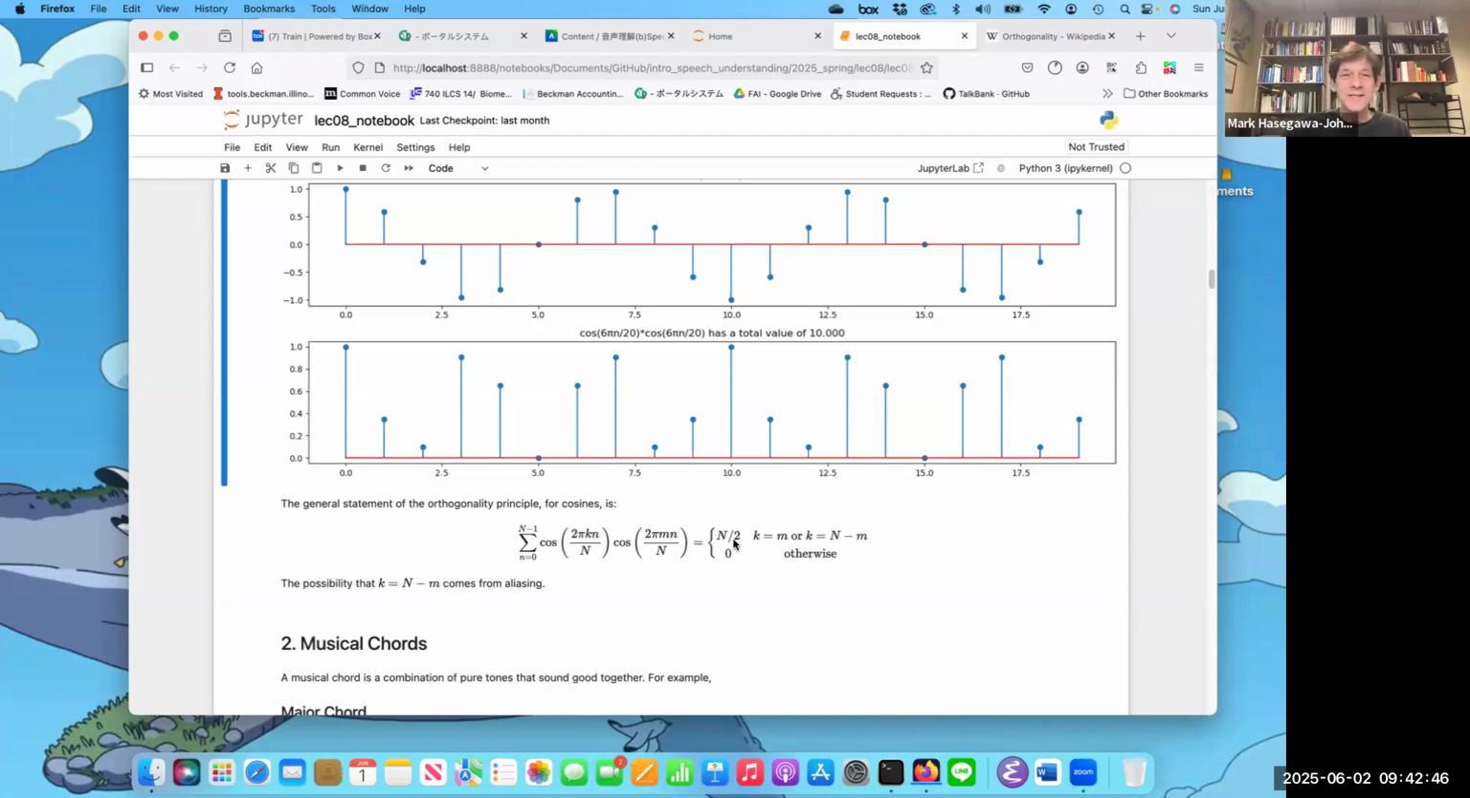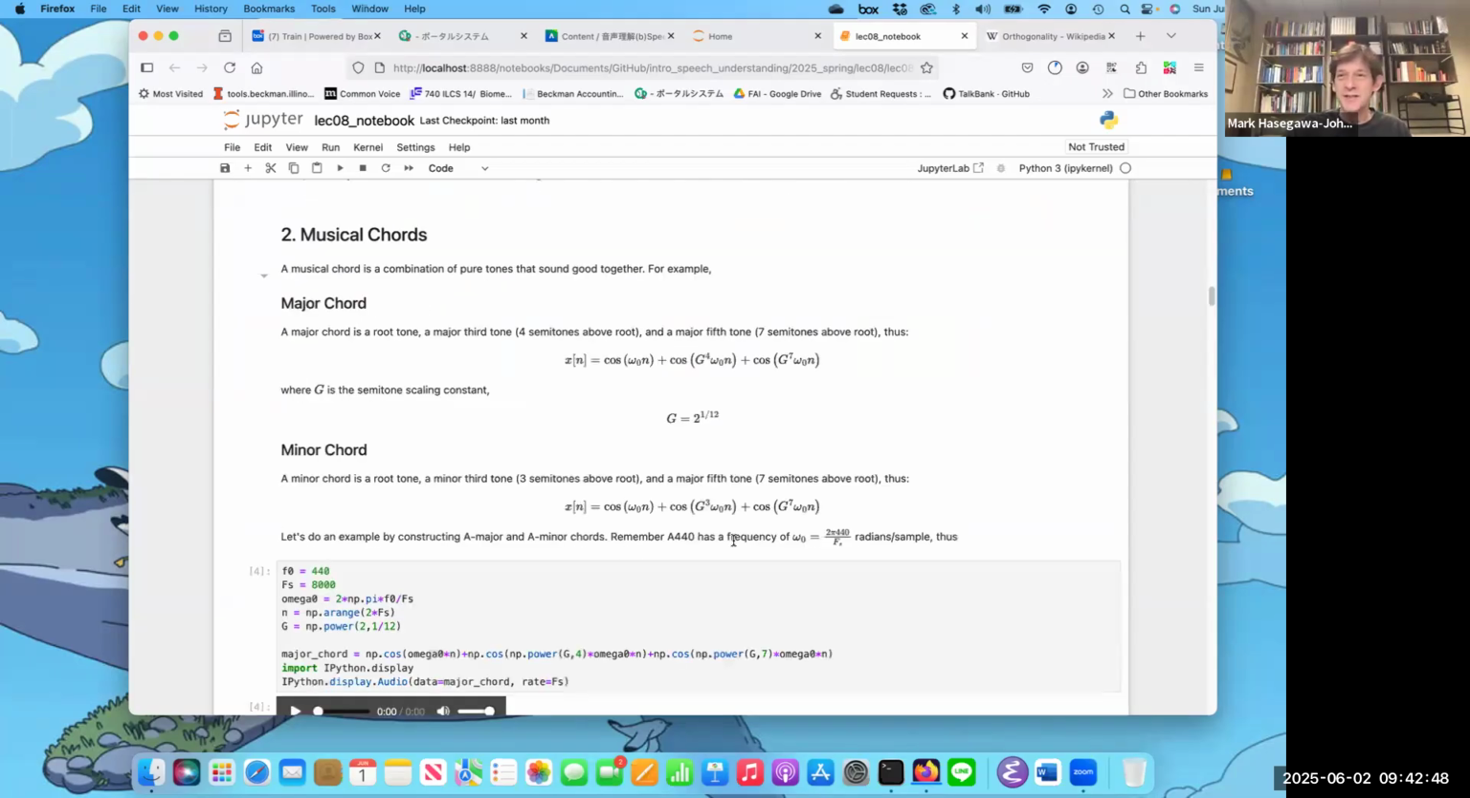Now, why is that interesting? The reason that's interesting is because music is made up of pure tones. So suppose, for example, that we have a musical tone at the frequency omega naught, say 440 hertz. It's a pure tone A. And then suppose that I multiply that by G cubed. G is 2 to the 1/12, so that brings it up 3 half steps.